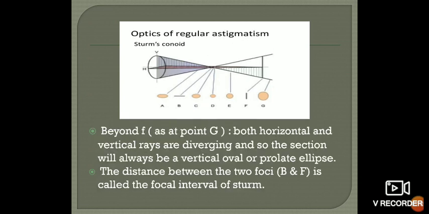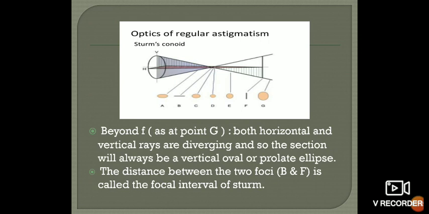Okay. Beyond F, what happens? Now these horizontal rays are diverging. Again, after focusing at point F, these horizontal rays will diverge. So if you take a section beyond F at any point, the shape obtained will always be vertically oval. Remember. As I have told you earlier, there are two focal points here now. One is B and another is F. And the interval between B and F is called the focal interval of Sturm.